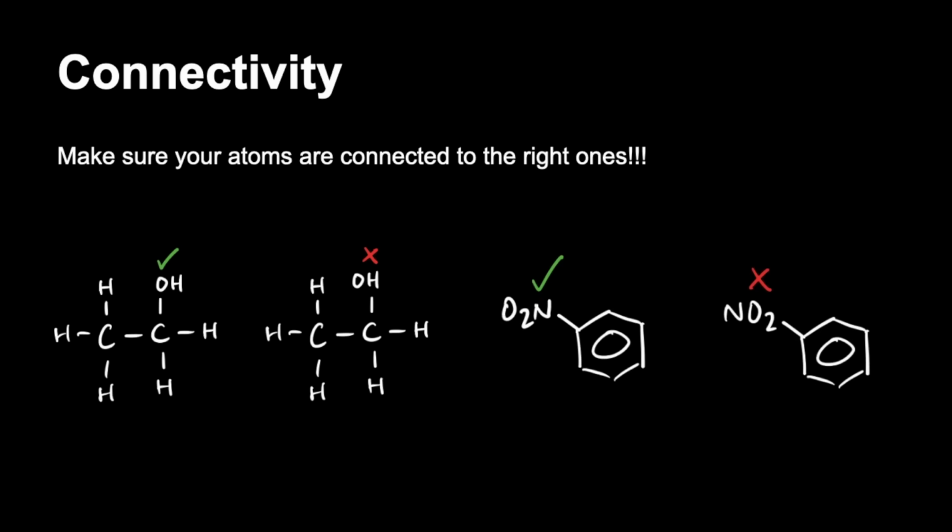Likewise, an aromatic example, the correct way to draw nitrobenzene would be the nitrogen bonded to the carbon of the benzene ring. That, unfortunately, is the wrong way to do it.